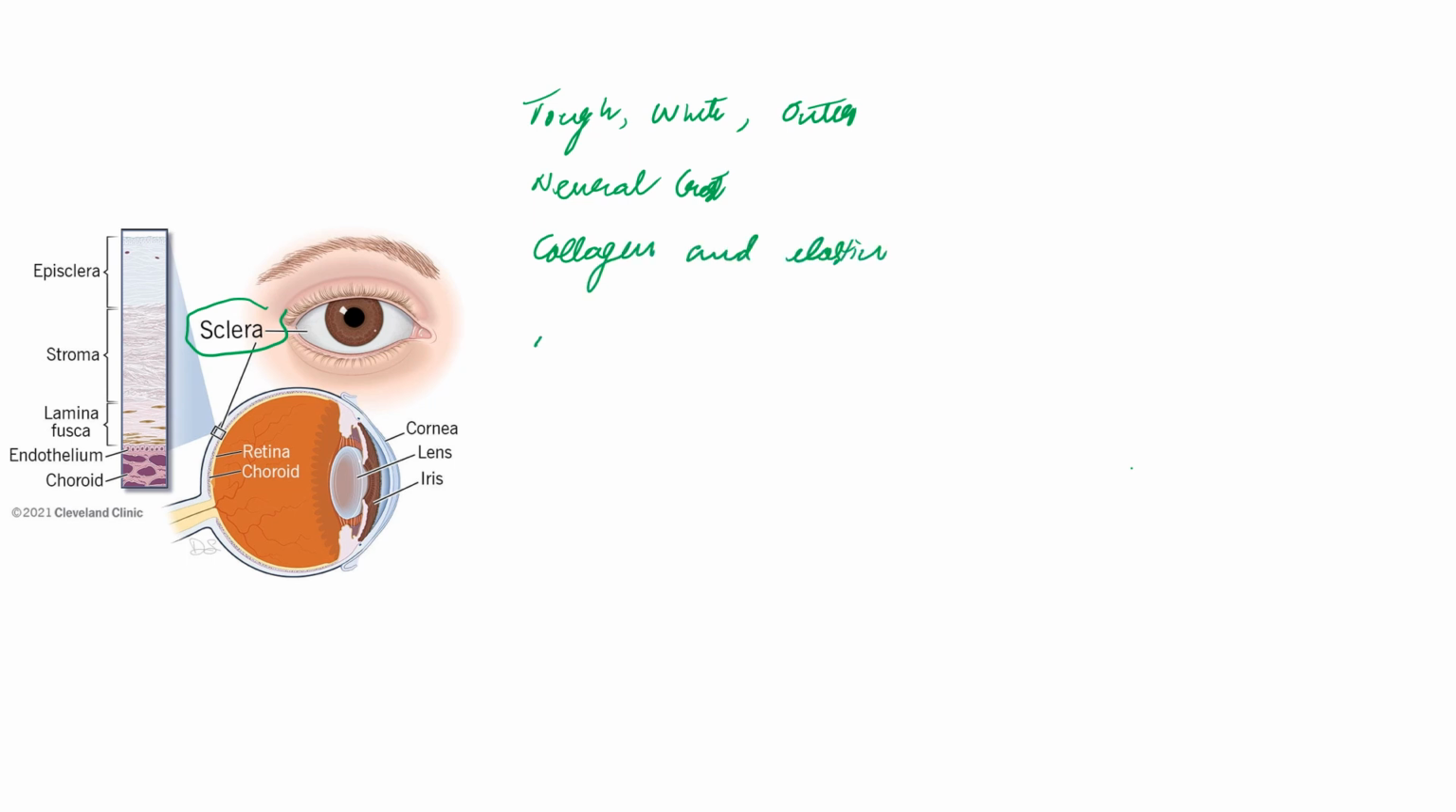The sclera is around 1 millimeter thick posteriorly and it is thinnest just behind the insertion of the recti muscles, where it is around 0.3 millimeter thick. Coming to the layers, the sclera can be divided into episclera, sclera proper and lamina fusca.